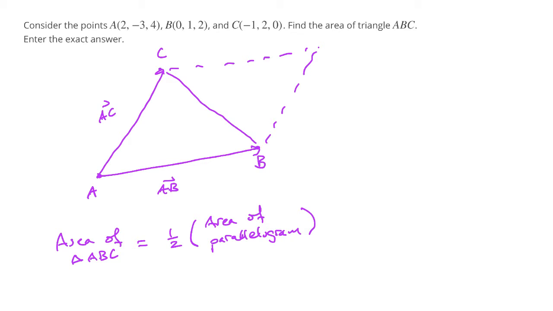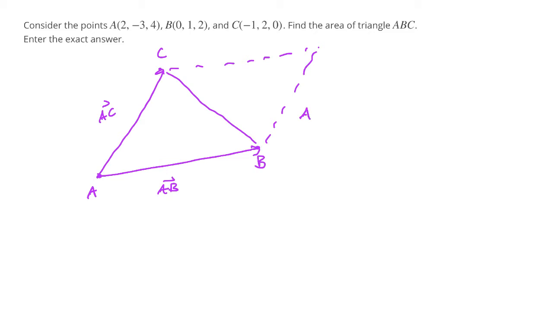And so how do we get the area of that parallelogram? Well, remember that's one of the properties of our cross product. That was actually how we came up with the formula for the cross product, was the length. So this will be equal to half of the length of the cross product of our two vectors from A to B and from A to C that form the sides of our triangle. And so all we really need to do is to come up with those two vectors.